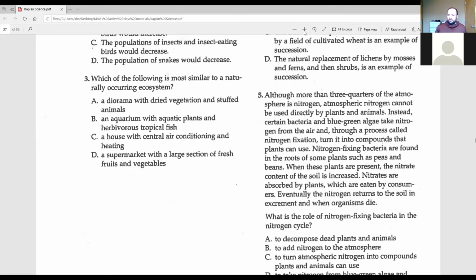Diorama is, there's nothing living. It's meant to represent an ecosystem, but it's all made up of dead things, right? Or things that aren't living to begin with. A isn't right. C, a house with central air conditioning and heating, is the worst answer choice. And D, a supermarket with a large section of fresh fruits and vegetables. B is the only one that even comes close to making any sense. That's an easy one. Let's look at number 4 and number 5.